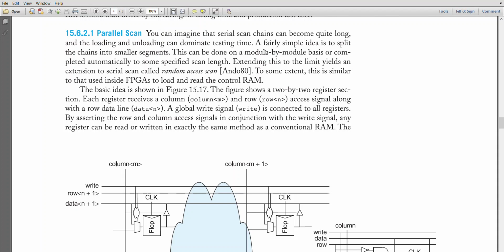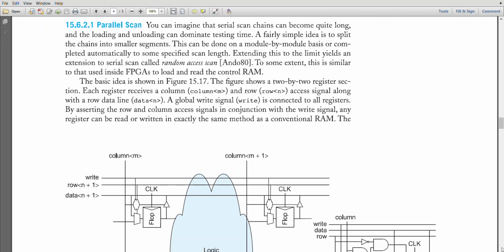In case of a fairly simple approach, the chains are split into smaller segments. This can be done on a module by module basis, or completed automatically to some specific scan length. Extending this to the limit yields an extension to serial scan called the random access scan, also known as the parallel scan. To some extent this is similar to that used inside the FPGA to load and read the control RAM. So the basic idea is shown over here in the figure.